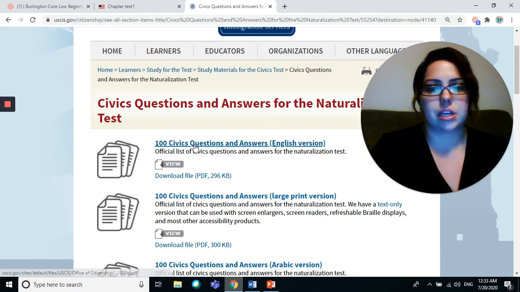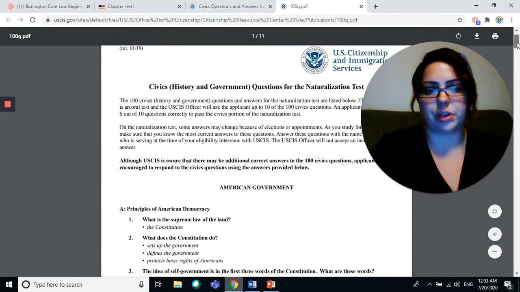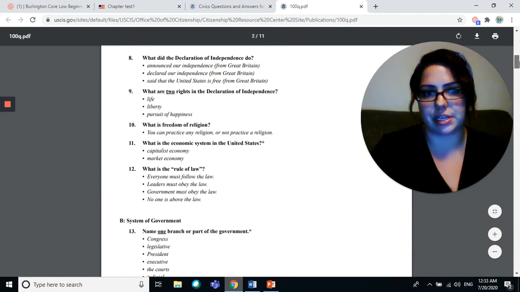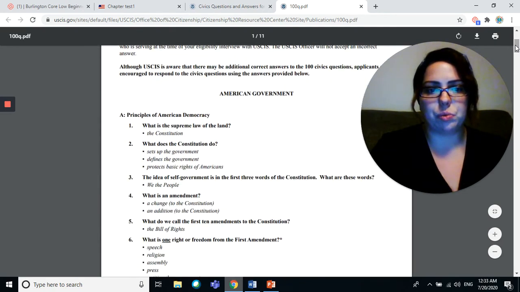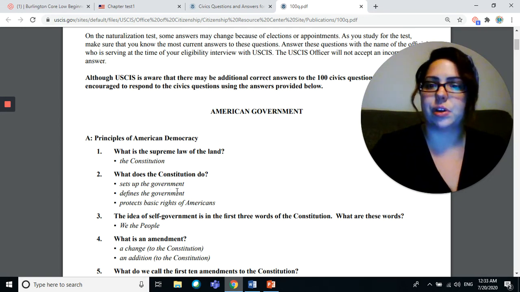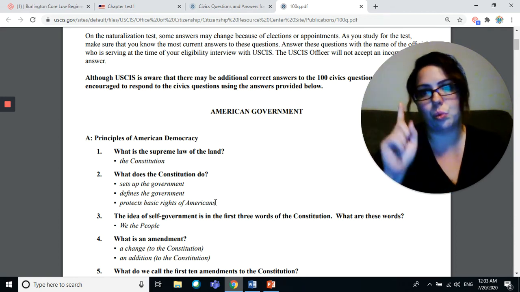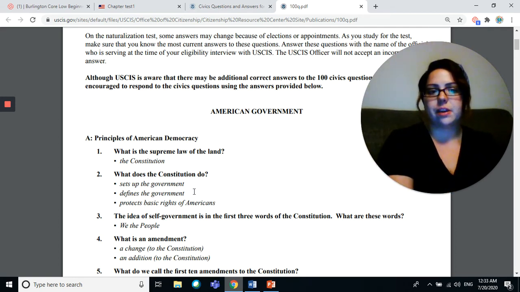So you can click on the English version, and then you will see them written. All of your 100 questions are written down, okay? So when we look at the 100 questions, some questions have more than one answer. So for number 2, what does the Constitution do? Let me make this bigger. You have sets up the government, defines the government, and protects basic rights of Americans. You have 3 options, but you only have to remember one. Okay, so you only have to memorize one of the correct answers for this one.